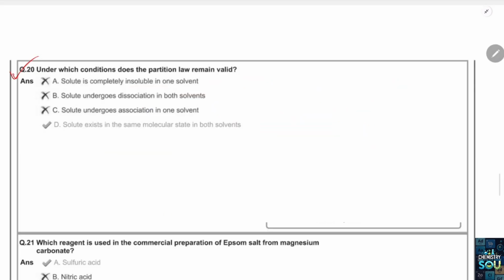In question number 20, under which condition does the partition law remain valid? According to the Nernst distribution law or partition law, a solute will distribute itself between two immiscible solvents at constant temperature. The distribution constant is equal to C1 by C2, the concentration in solvent 1 divided by the concentration in solvent 2.